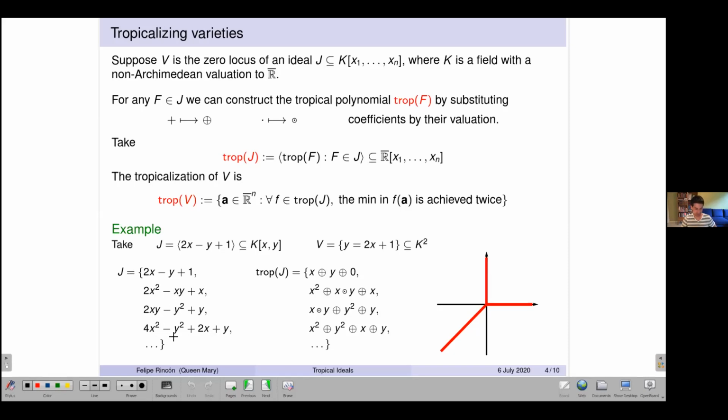That's another multiple of 2x minus y plus 1, and so on. And you have infinitely many, all the possible multiples of that. So what's the valuation of 2? Let's say 0 for this, in this case. Let's say k is trivially valued, so all the elements are going to be sent to 0. Yes, but it does depend on the valuation you choose. But for this example I'm doing, I'm going to say that everything goes to 0.